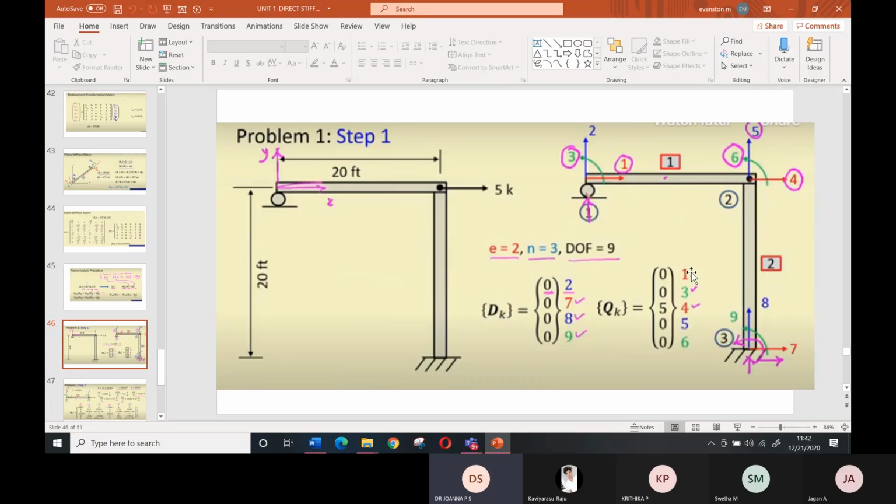Wait one minute. Hinge or roller. Then 2 is restrained, 7 is restrained, 8 is restrained. Okay, this is the roller support only. So 1 is not restrained, 1 is free. Then 3 is free. Only the second, that is vertical, is restrained because it's a roller. Vertically, it is restrained. 1 and 3 are free. Here 4, 5 and 6 are free.